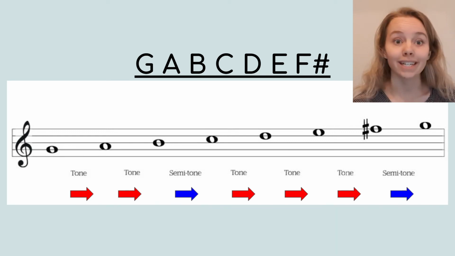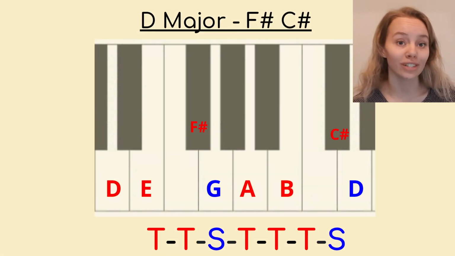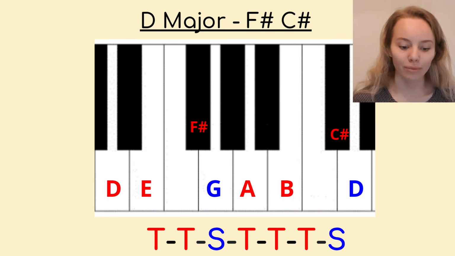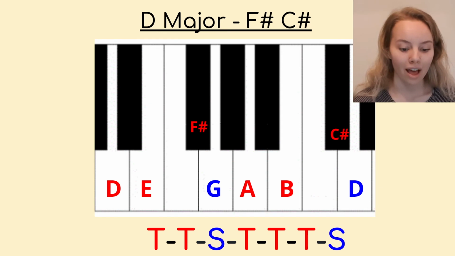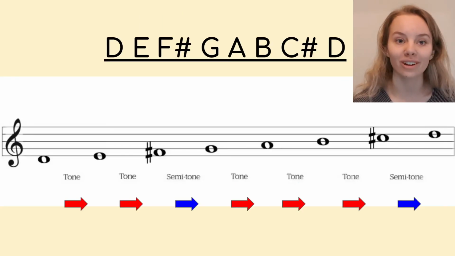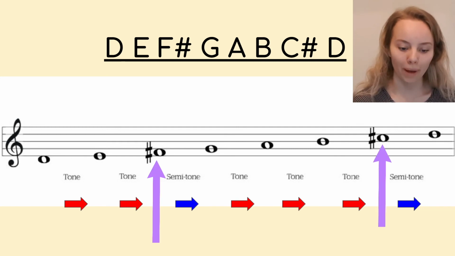Let's try D major. So we're going to start on a D and we're going to end on a D. We've got F sharp in there, we've got C sharp in there as well. We follow exactly the same formula. Let's have a look at this on the stave. There it is on our stave. F sharp and C sharp.